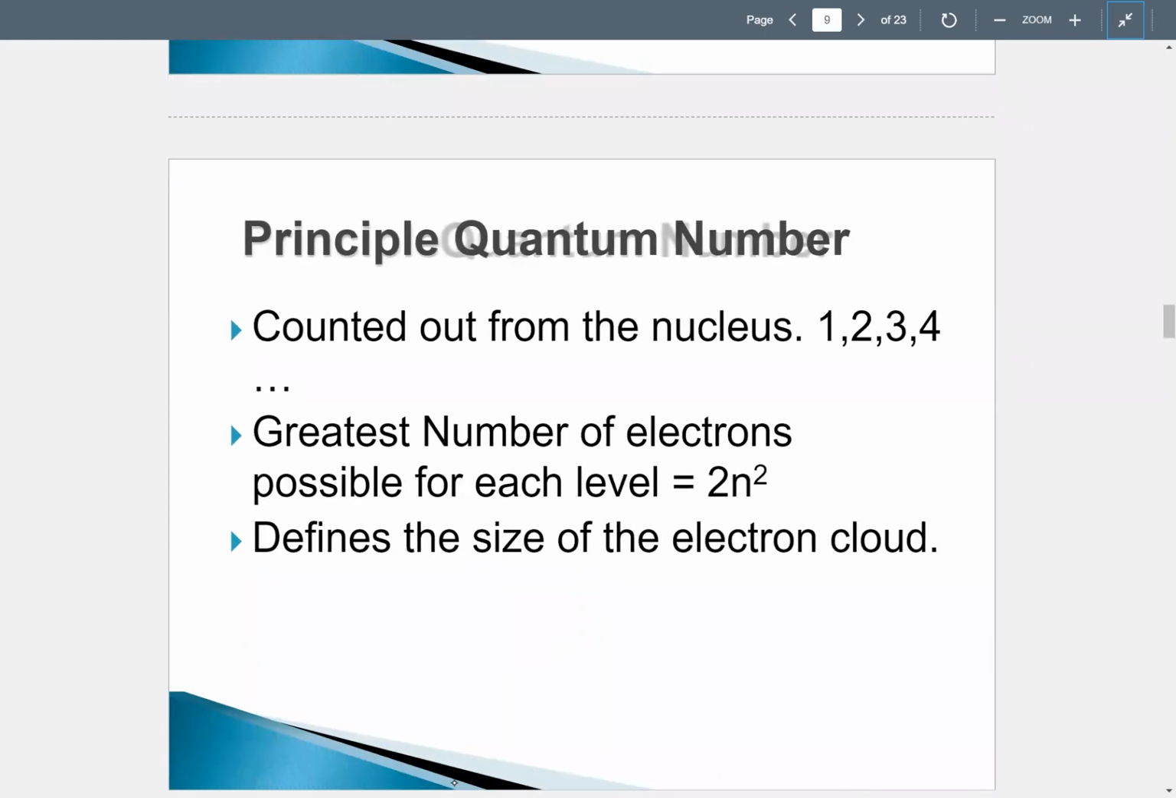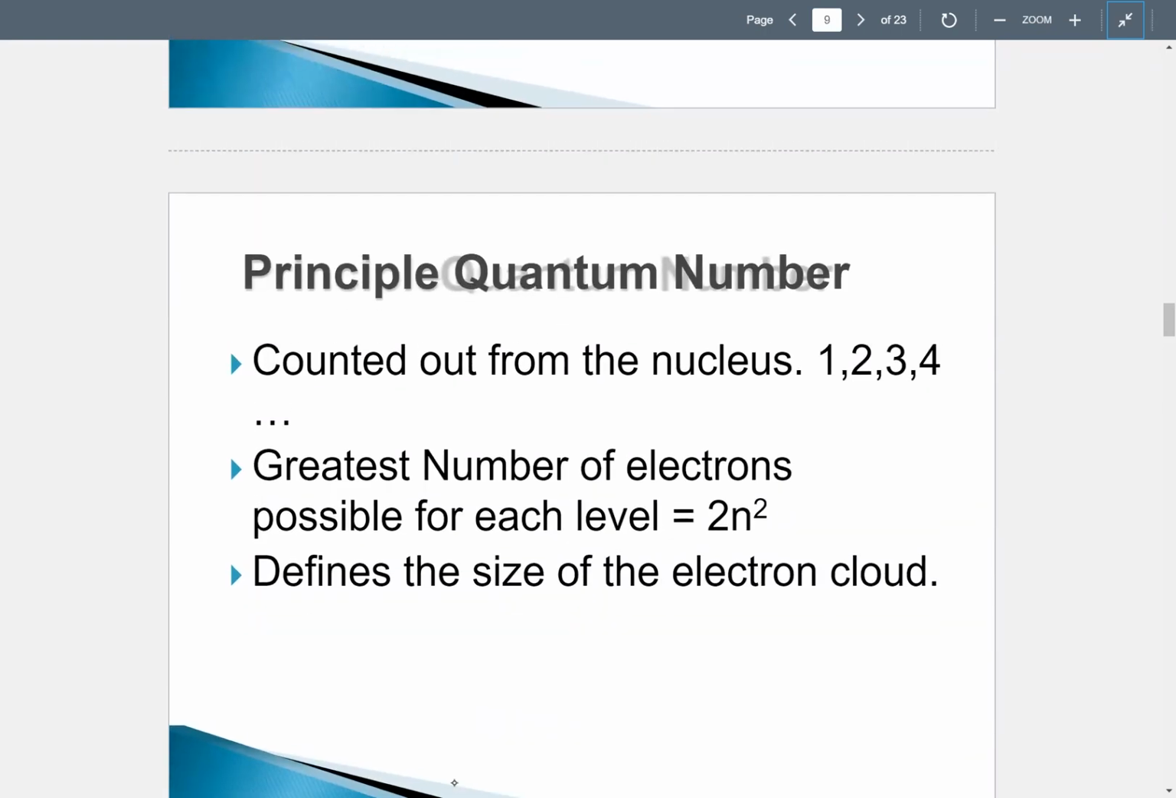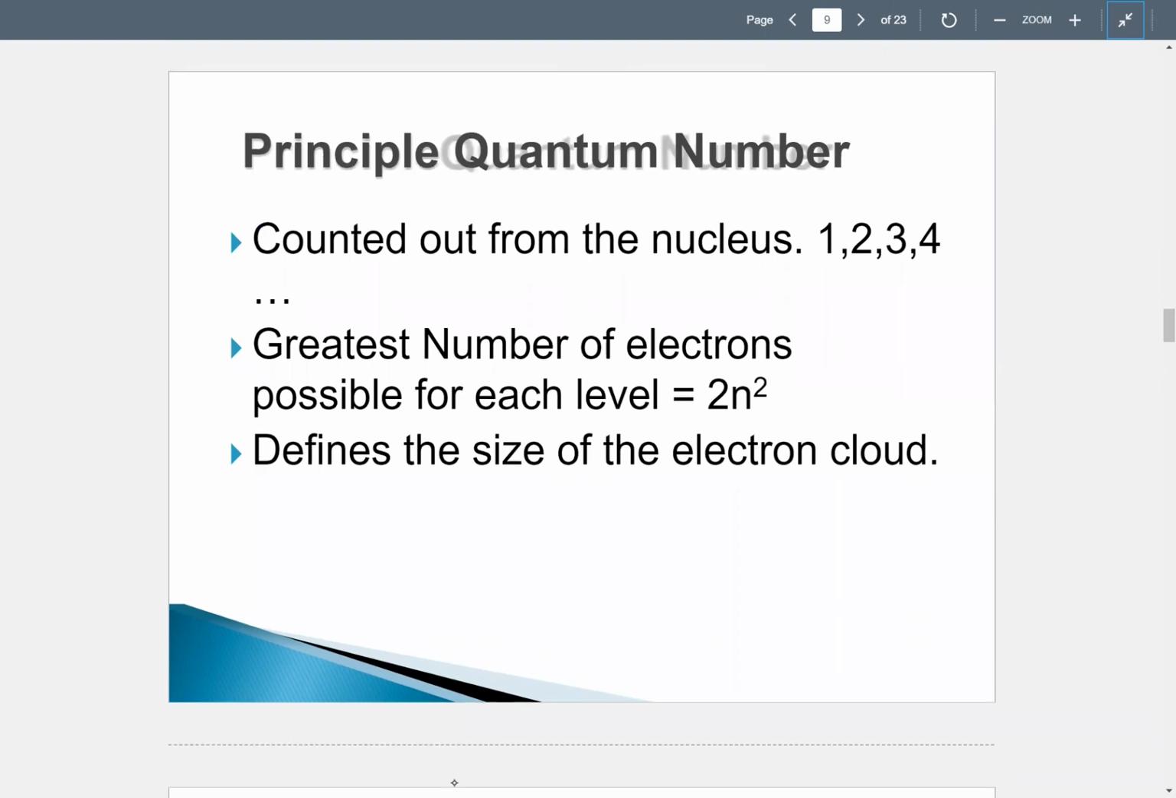So again, the principal quantum number is the amount of electrons that can fit into a particular orbit and/or energy level, and it's 2n squared. So the amount of electrons that can fit in the first energy level is 2 times 1 squared. So 1 squared is 1 times 2, 2. So only 2 electrons can fit in the first energy level. This also defines the size, because if you've ever been to Disneyland and you've seen that they put like a balloon inside a balloon, well, each balloon is a new principal quantum number.